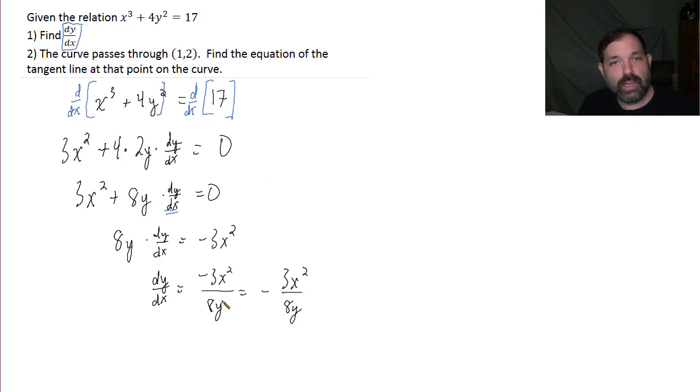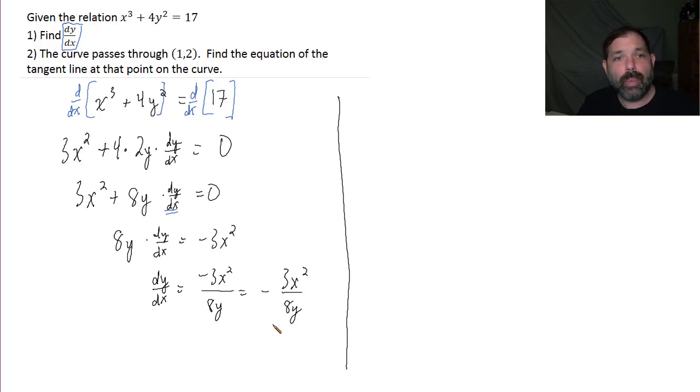Notice that this dy dx is not just in terms of x, it's also in terms of y. And so that's what's different. Remember, if we were finding the derivative of a function of x, the derivative was going to be in terms of x. Here we're finding the derivative, the dy dx, of a relation of x and y, and it turns out that that derivative is also in terms of x and y. So there's part 1. dy dx is negative 3x squared over 8y.